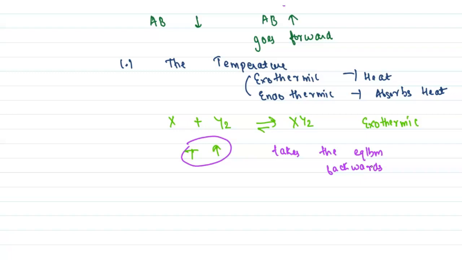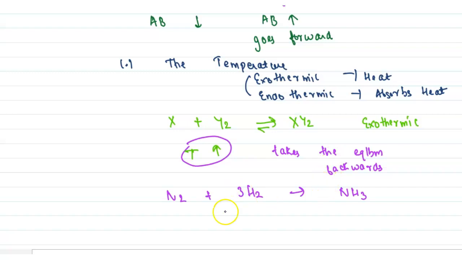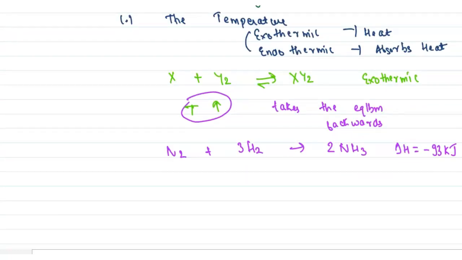Okay, if we take ammonia, we can take a better example. We all know Haber's process. This is N2 plus H2 giving us NH3. And like in 9th, 10th, everyone knows how to balance this reaction: 1 mole of N2 reacts with 3 moles of hydrogen to give 2 moles of ammonia. Now, this reaction is exothermic. Our class 9th, 10th books tell us that it has minus 93 kilojoule of heat released. So this is an exothermic reaction.